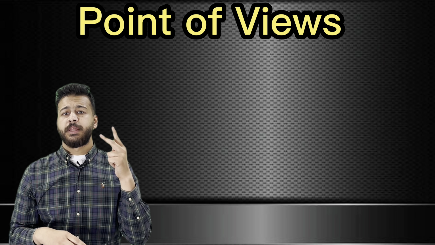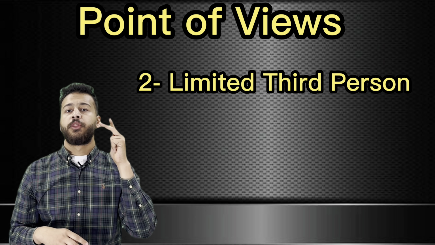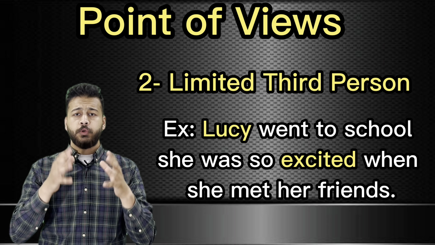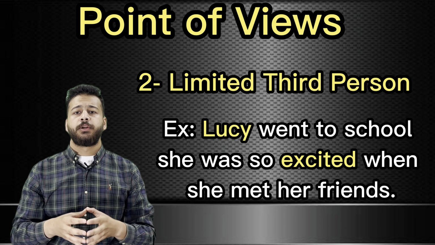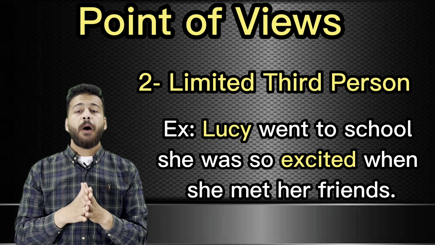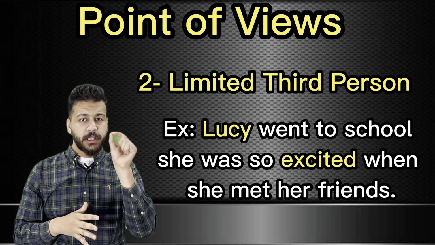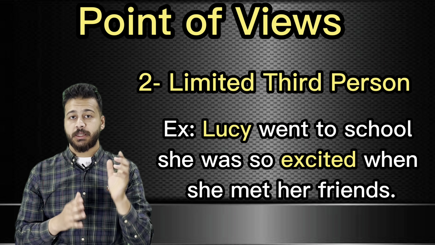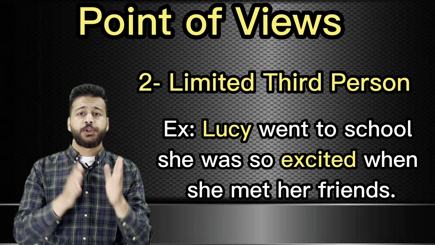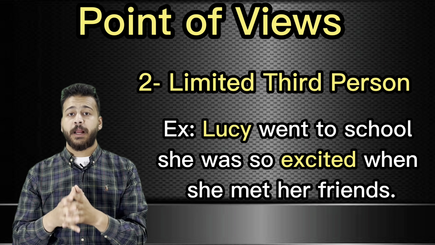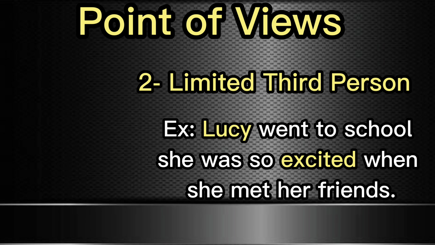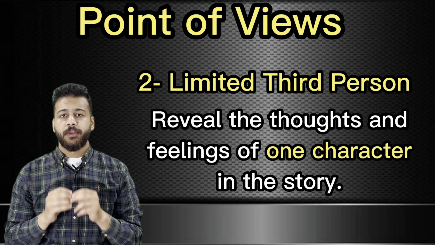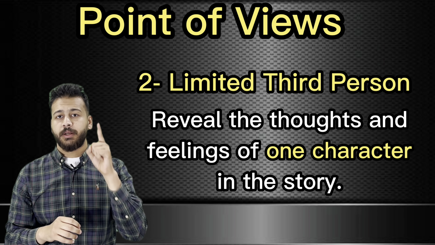The second third person that we have is the limited third person. I'll use the same exact example so you can understand. Lucy went to school, she was so excited when she met her friends. So now I reveal the thoughts and feelings of only one character in the story. I revealed the thoughts and feelings of Lucy only. I said Lucy went to school. She was so excited when she met her friends. So again, in the third person limited, you will reveal the thoughts and feelings of only one character in the story.